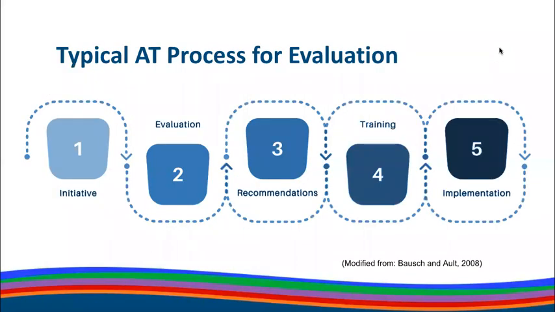The typical assistive technology evaluation process first takes place when it is initiated by an IEP team member or a student. So again, typically a teacher, parent, or related service provider initiates that a student is in need of assistive technology. An evaluation takes place, and then recommendations for tools are offered. IEP team members, including students, are trained on the device, and then we have the implementation. This is reflected upon, and then we again come back and modify recommendations or provide additional training as needed.